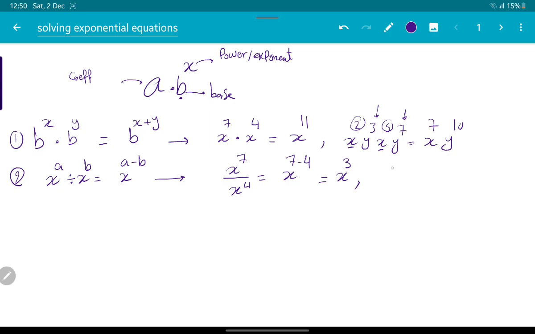For another example with two variables, two letters, x power 3, y power 7 over x power 2, y power 4. When we simplify this, we will have one more x in the numerator, this will be x power 1, we don't write the 1, and the y would be y power 3.